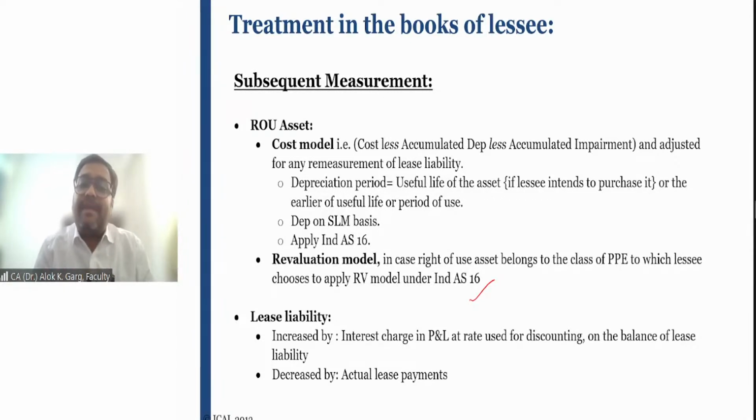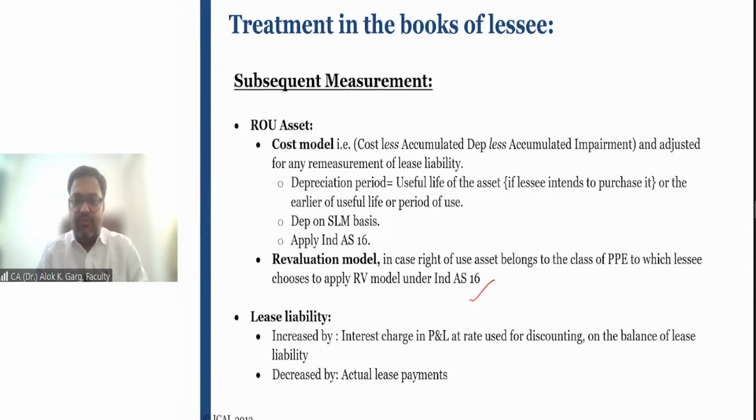Even for subsequent measurement, Ind AS 116 says that you need to recognize your right of use asset either on a cost model or on a revaluation model. I am talking about subsequent measurement of the right of use asset under Ind AS 116. Shruti, can you tell me what was the subsequent measurement model in case of Ind AS 16 property, plant, and equipment? Cost model and revaluation model, right?